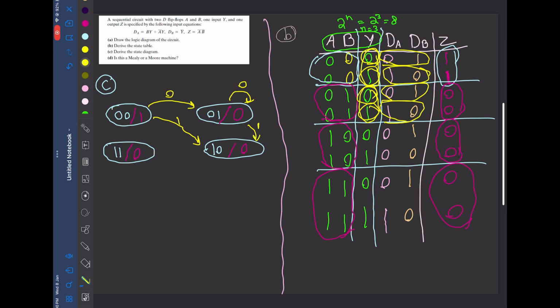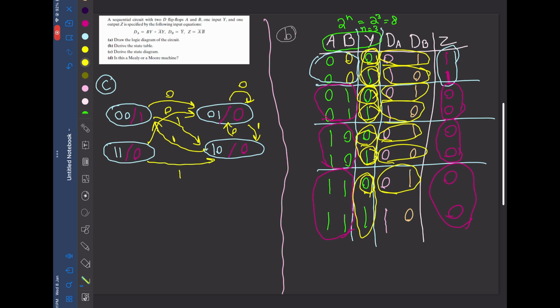Now the 10. Starting from the 10 with input 0, it took us to 01. And with an input 1, it took us to 00. Now the 11, starting from there, with an input 0, it took us to 01. And with an input of 1, it took us to 10. So we just draw the lines between them. This is that simple.